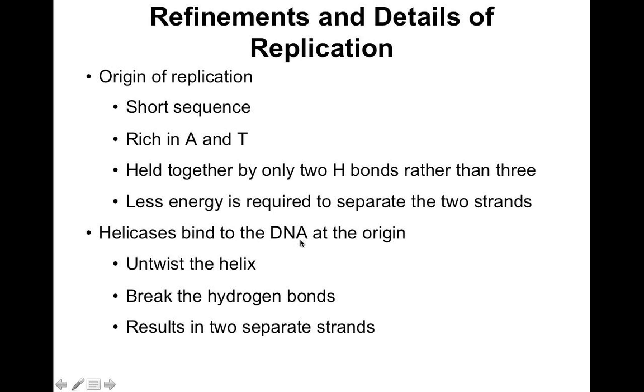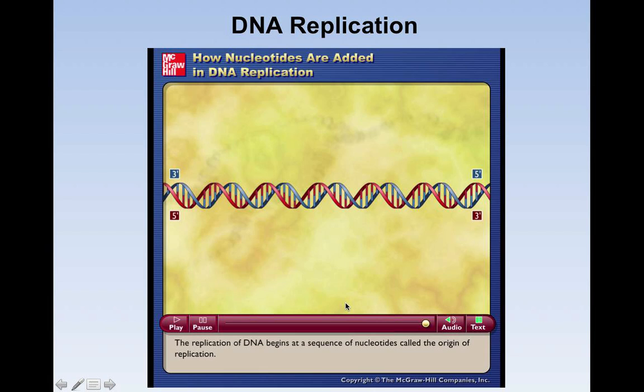The helicase binds to the DNA at that origin, untwists the helix, breaks the hydrogen bonds, and results in 2 separate strands of DNA.